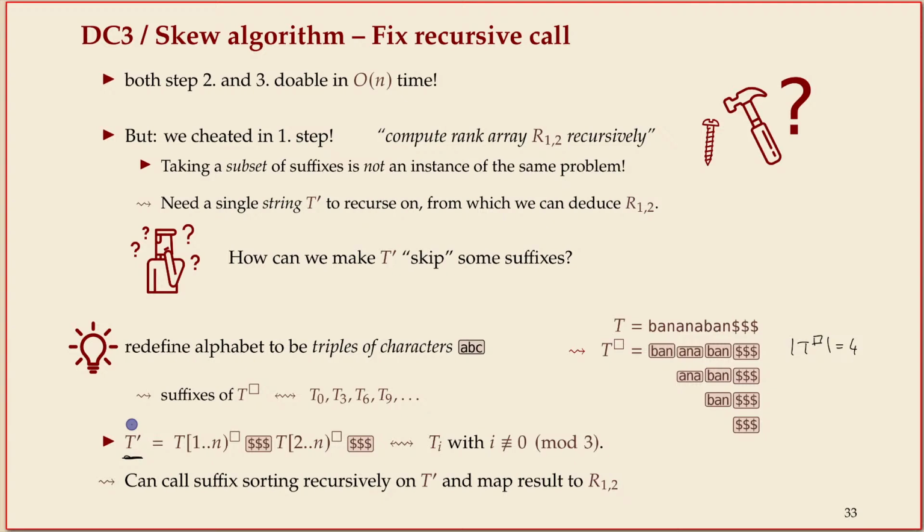There's a little bit of a sneaky trick, but by modifying the alphabet, you can indeed give the algorithm a different string on a different alphabet that looks quite different from the string you started with, but it solves the problem that needs to be solved. And then it's a proper recursion.